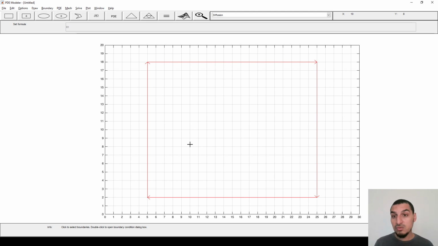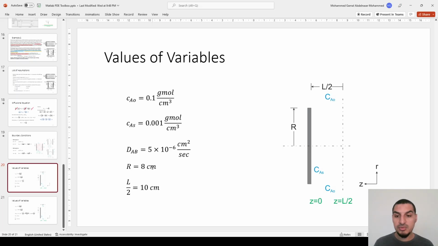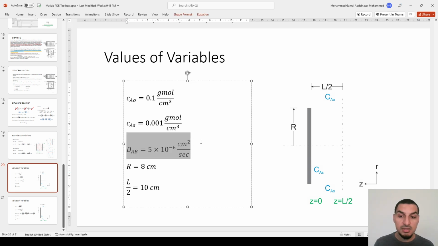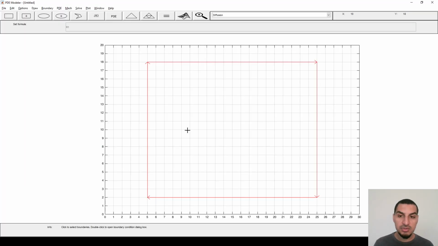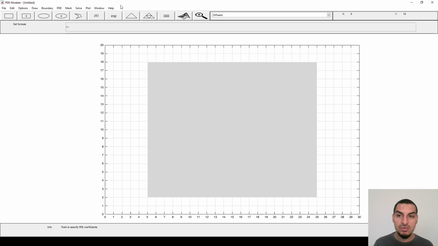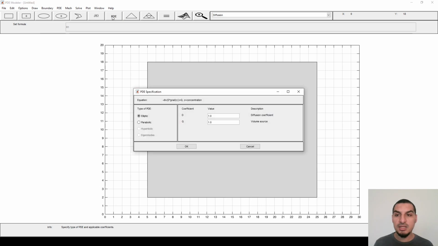But there is one point that's important here. If I take a look at all the inputs here, I have already defined the concentrations, I defined the geometry, but I haven't defined the diffusion coefficient. And the reason is that I cannot define it in the boundary condition, because it's not boundary condition related information. It is partial differential equation related information. So I have to go to the partial differential equation mode and define the inputs that I have.